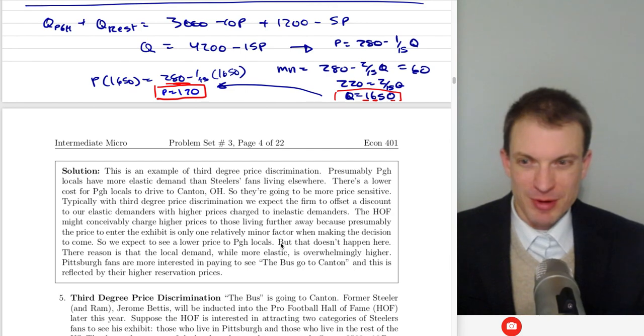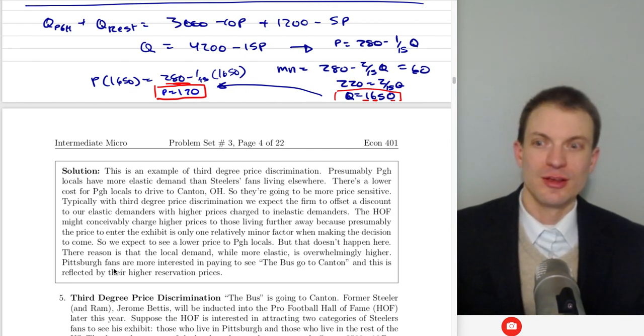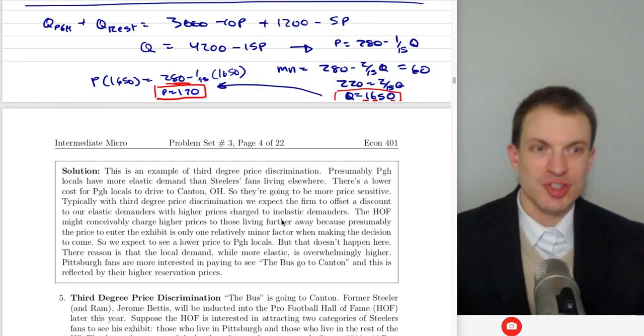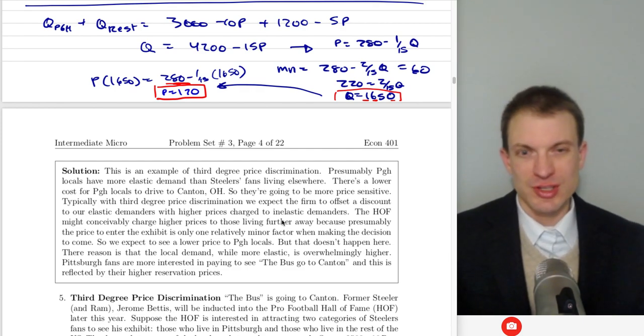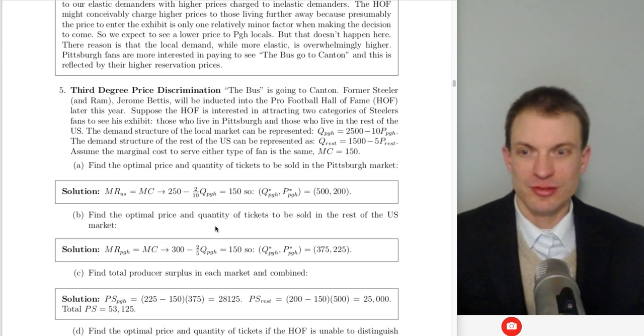However, this doesn't happen here. The reason is that the local demand, while more elastic, is overwhelmingly higher. So Pittsburgh fans are more interested in paying to see the bus to go to Canton, and this is reflected by the higher reservation prices. You could actually tell that if you drew these demand curves: the Pittsburgh demand is massive relative to the other demand curve I gave us.